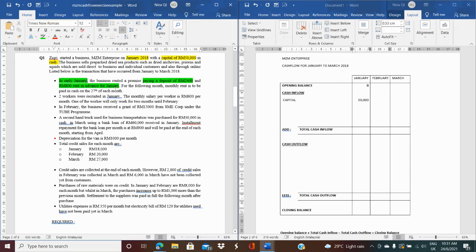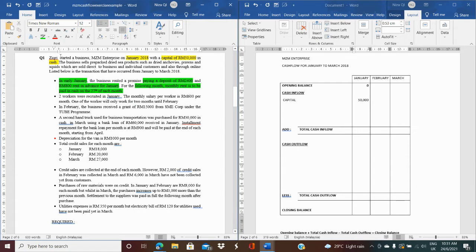Then what does the information say? The following monthly rent is to be paid in cash on the 27th of each month. So it means that next month, rent will have to be paid regularly, but it will be due on the 27th and will be paid in cash. Payment will be made on the 27th.